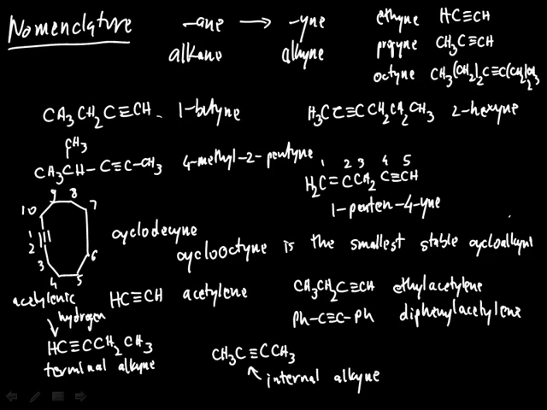So as you can see, the nomenclature of alkynes is really not that different from alkenes. The main difference that we've seen so far is that the triple bond takes a back seat in the presence of a double bond, so the double bond gets the lowest numbers.